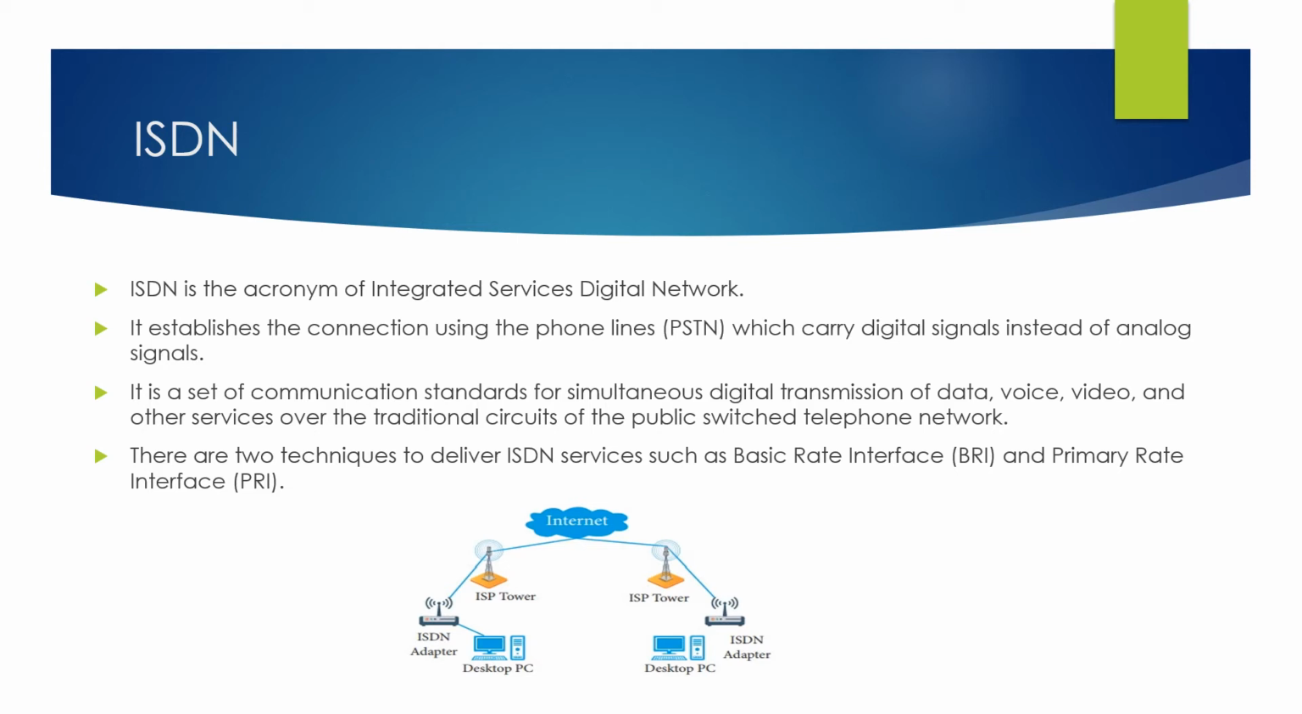There are two techniques to deliver ISDN service, such as basic rate interface and primary rate interface. Here we are using an ISDN adapter to transfer the data from one system to another system through the internet.